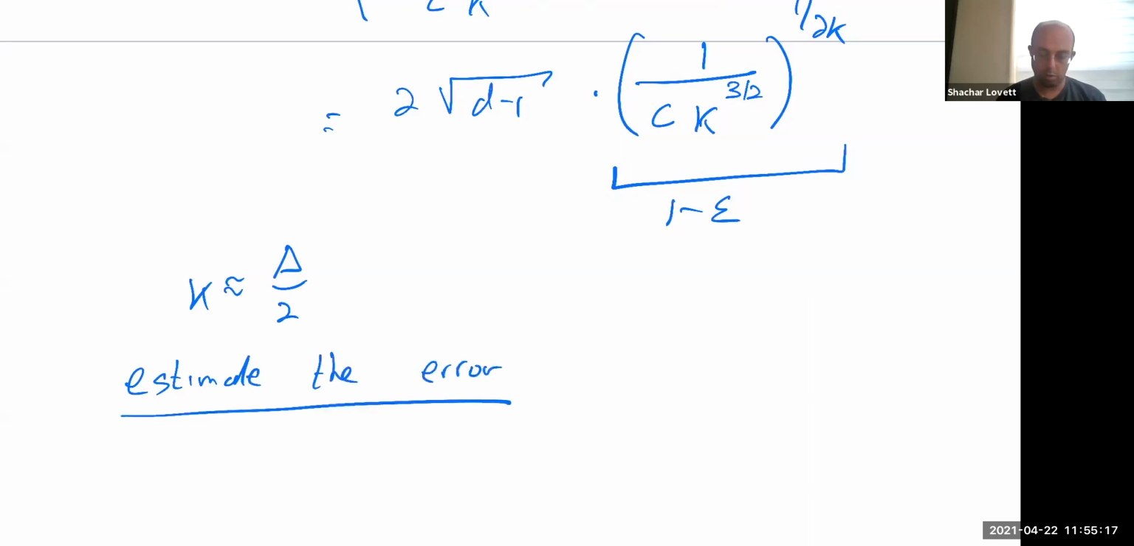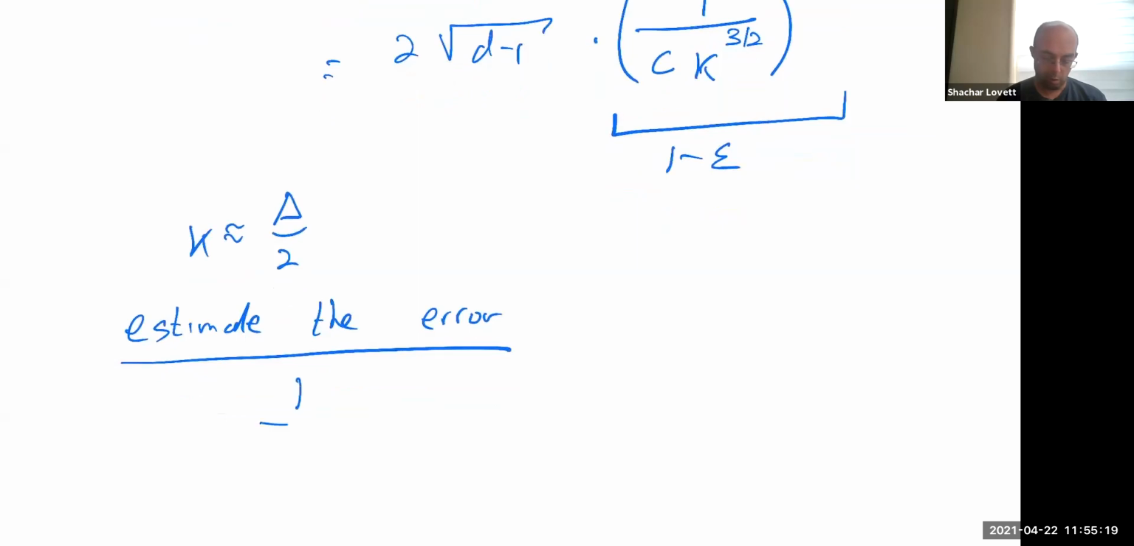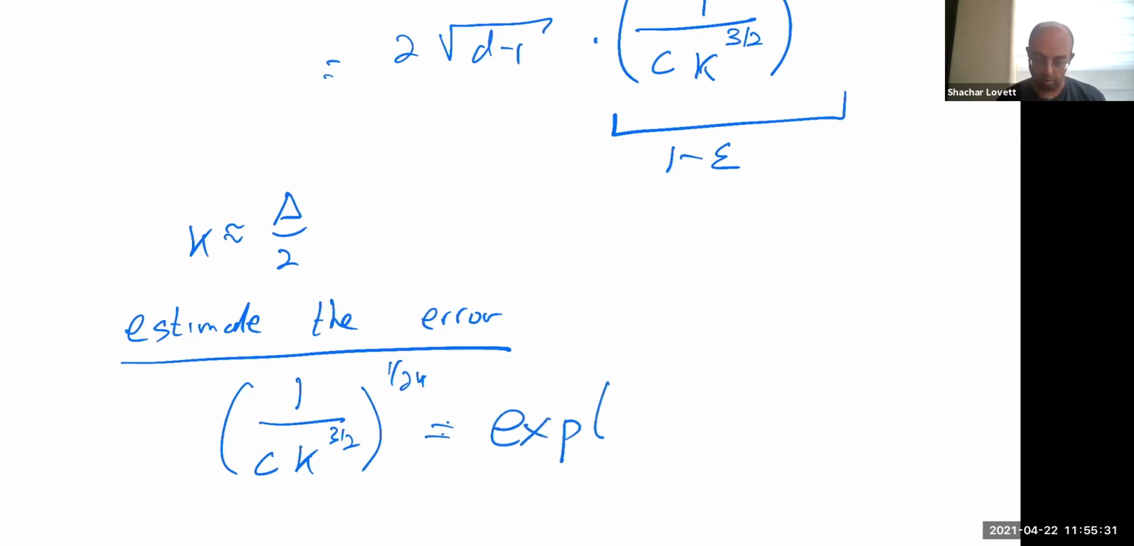So again, what we have here is, copy it here, 1 over c k to the 3/2, 1 over 2k. So what is this? Just write it as an exponential. So this is going to be exponential in, you know, maybe some other constant, log k over k, right? So this 1 over 2k is this 1 over k in the exponent, and the 1 over poly k becomes log k in the exponent.